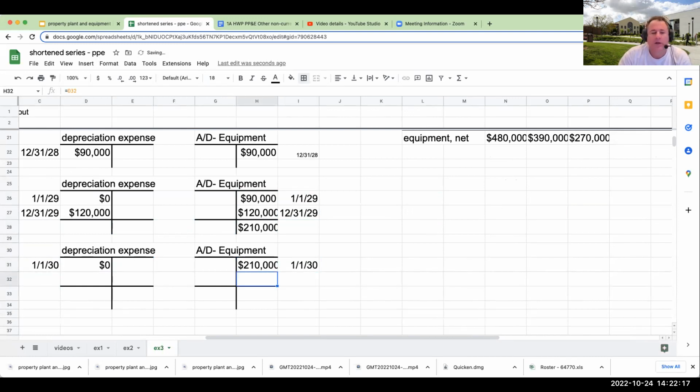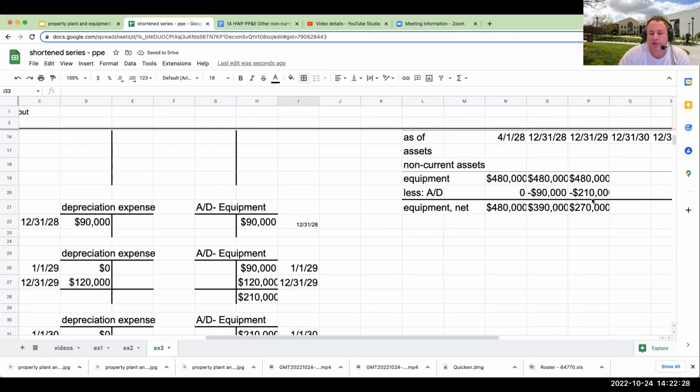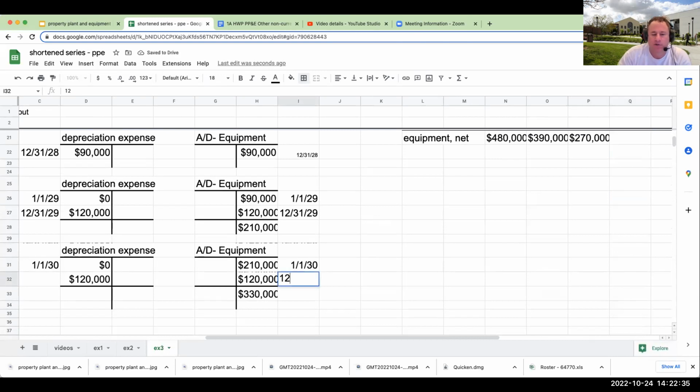1/1/30. Wow. Okay, so during this year, I record 120,000 credit accumulated depreciation on equipment for 120. So over here, my accumulated depreciation balance now has a balance of 330,000. So over here, this is 12/31/30.